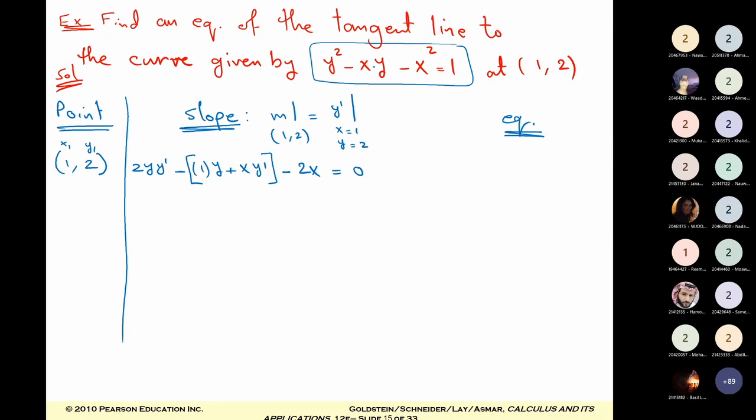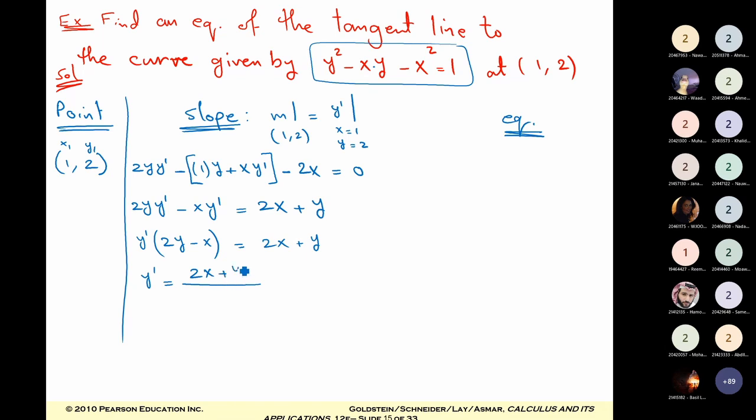Now we have 2y y prime, and we have minus x y prime in the left hand side, and in the right hand side we have 2x, and we can move the y, negative y equal plus y. Okay, take y prime as common factor, so we have 2y minus x, this is equal to 2x plus y, by divide over the coefficient of y prime, we have y prime equal 2x plus y over 2y minus x.